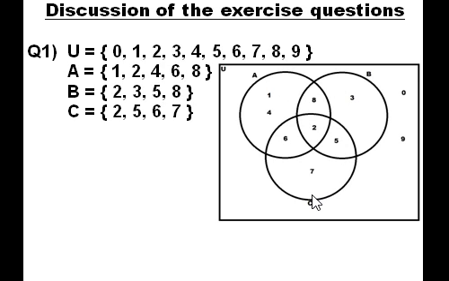Now there will be few elements in the universal set which are not there in either A, B or C. For example, 0 and 9 are not there anywhere in all the three sets. So 0 and 9 therefore are written outside the circles but within the rectangle. So let us continue with it.